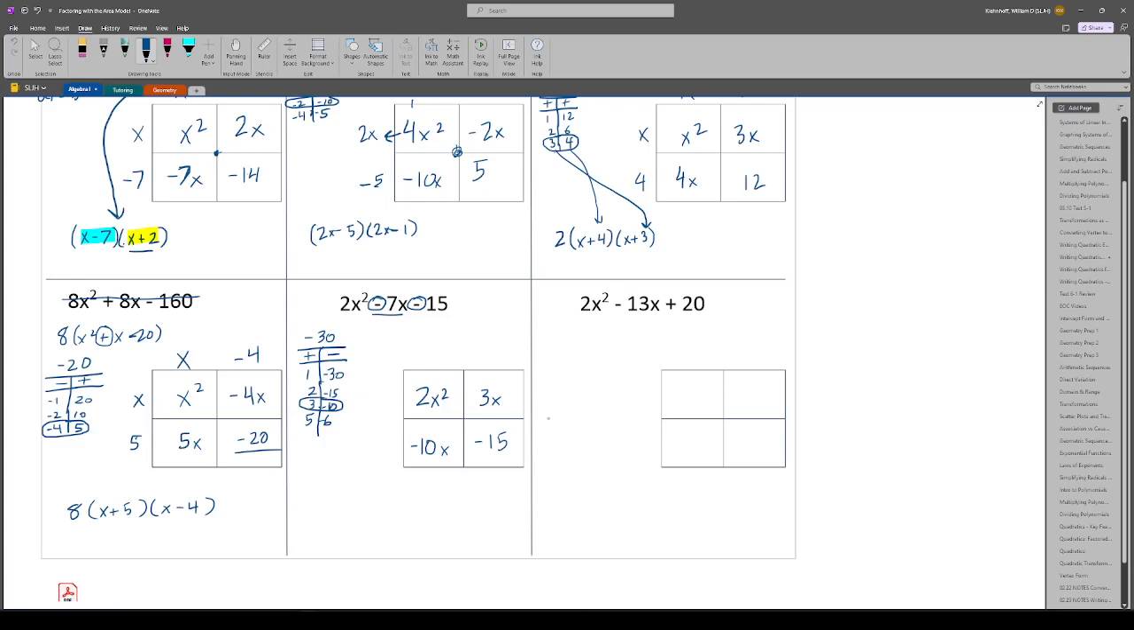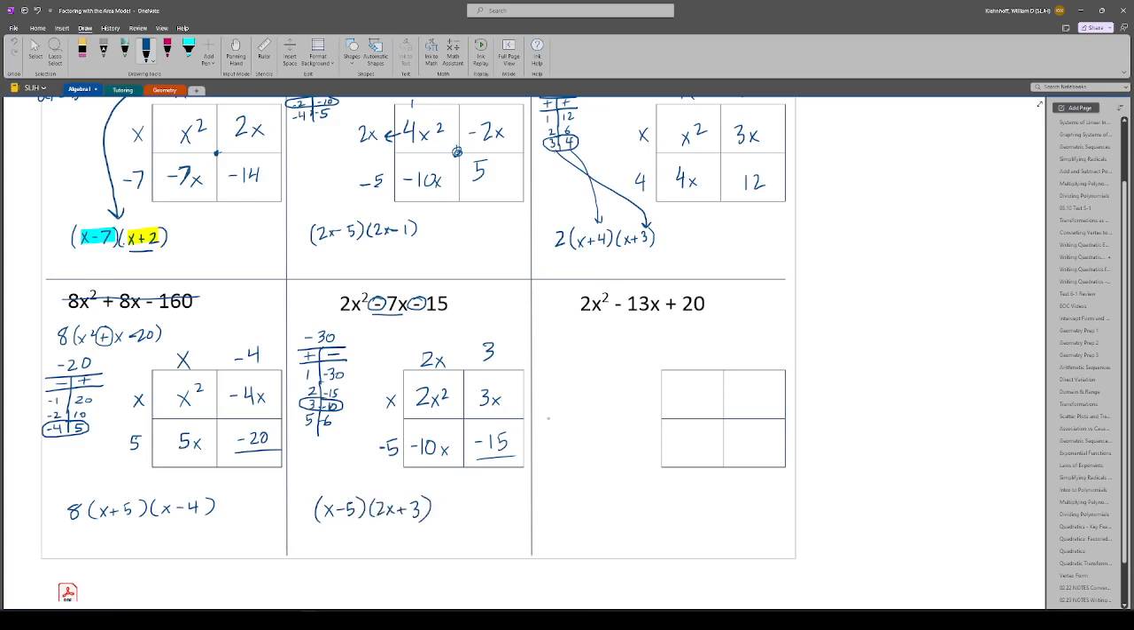So on the top row, my GCF is just x. But on top then, I need 2x, which is the GCF of the first column. Then I need a -5 here, and a +3. That gives me -15 in that spot, so that's correct. There was no GCF, so my answer is just x minus 5 times 2x plus 3, and we're done with that one.